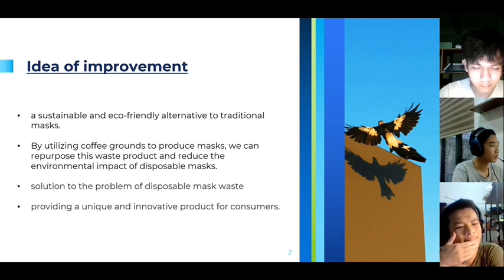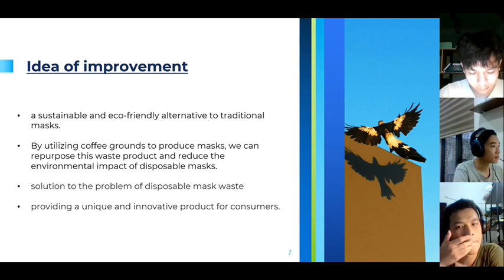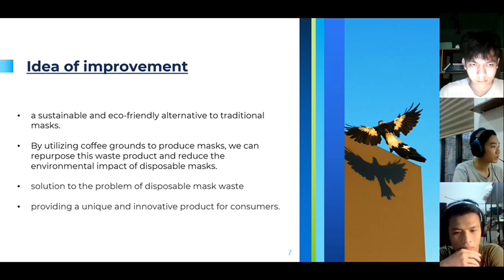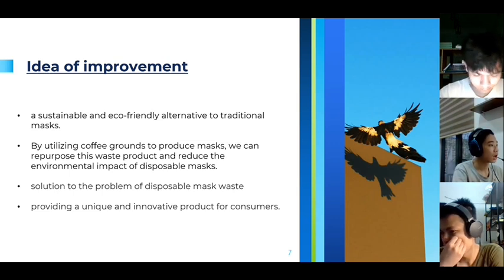Some of its benefits are sustainability. The production of coffee textile is sustainable as it recycles coffee waste into a valuable resource, reducing the amount of waste that ends up in the landfill. Eco-friendliness. Coffee textile is biodegradable and compostable, which makes it a better alternative to synthetic fabric that takes hundreds of years to break down.